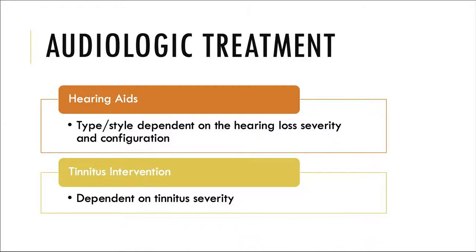Another audiologic treatment that can be discussed with patients is different types of tinnitus intervention. Again, the type of intervention would be dependent on the tinnitus severity. For those with more mild tinnitus concerns, you might just recommend that they get a sound generator, or they might just get hearing aids with a tinnitus feature in them. For those patients who suffer a more severe tinnitus, you might discuss something like a progressive tinnitus management course or cognitive behavioral therapy or other types of tinnitus interventions.